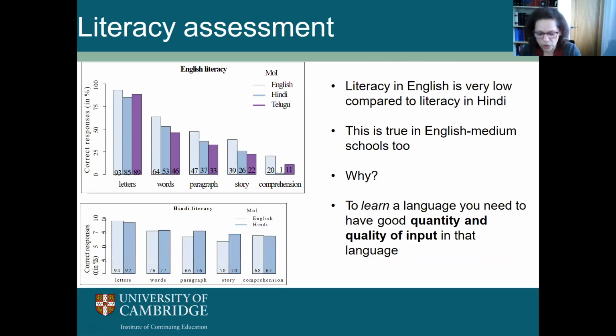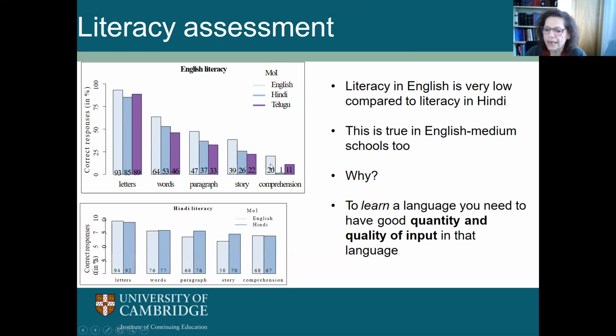When we tested them on literacy, we looked at English literacy and each of the components of the test: letters, words, paragraphs, story, and comprehension. Even if children were going to English medium schools, performance declined with the difficulty, which is expected, right? It's easier to recognize letters and read words than paragraphs and stories. Comprehension is the ultimate aim of reading.